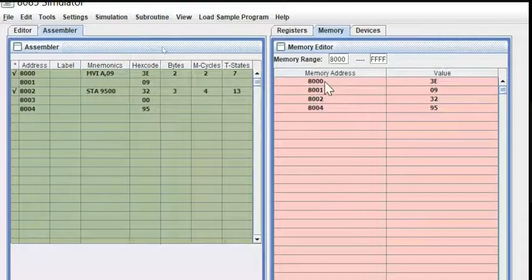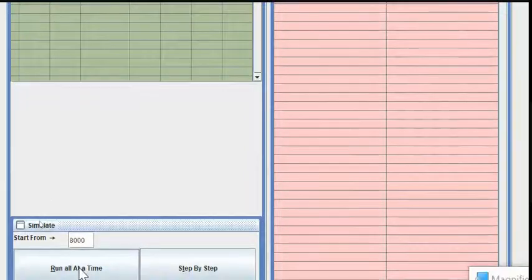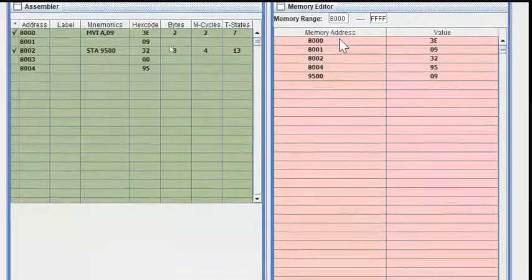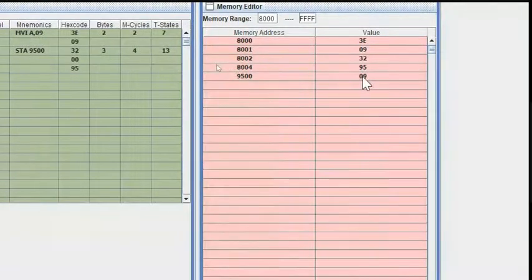So here 8000, 8001, 02. I think the 8003 location is hidden, no issue. 8005, 95. This way we have to enter the data. Once we have entered it, run the code. What is the starting address of the program? In this example, I have selected 8000. So run the code and go back to the memory locations. In 9500, the data 09 is saved.